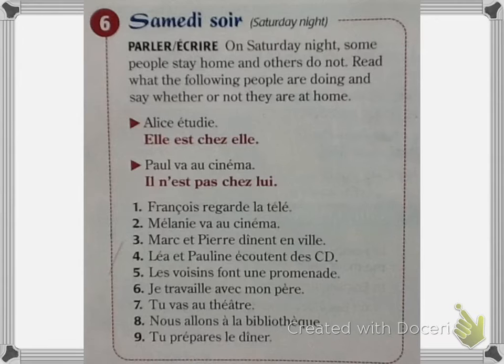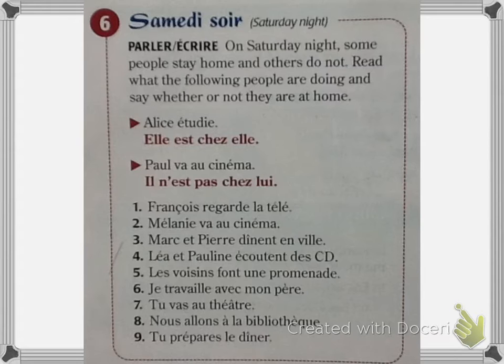So if we take a look at exercise 6, samedi soir, on Saturday night, some people stay home and others do not. Read what the following people are doing and say whether or not they are at home. So we have Alice étudie. Well, if Alice is studying, she is at her house. So we have elle chez elle.